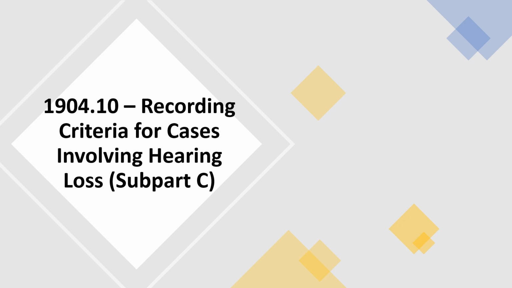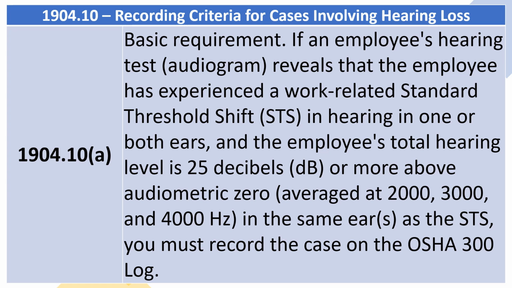1904.10 Recording Criteria for Cases Involving Hearing Loss. 1904.10(a) Basic Requirement. If an employee's hearing test (audiogram) reveals that the employee has experienced a work-related standard threshold shift (STS) in hearing in one or both ears, and the employee's total hearing level is 25 decibels (dB) or more above audiometric 0, averaged at 2000, 3000, and 4000 Hz, in the same ears as the STS, you must record the case on the OSHA 300 log.